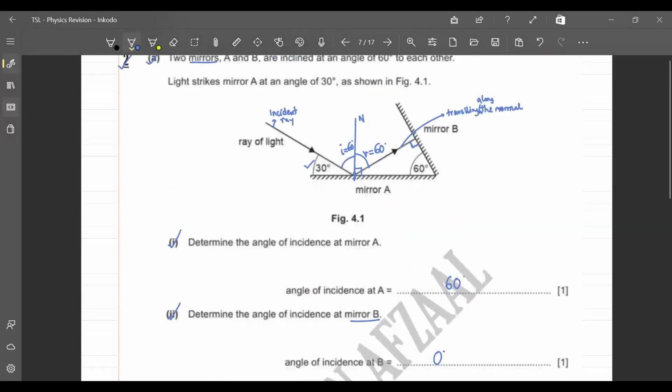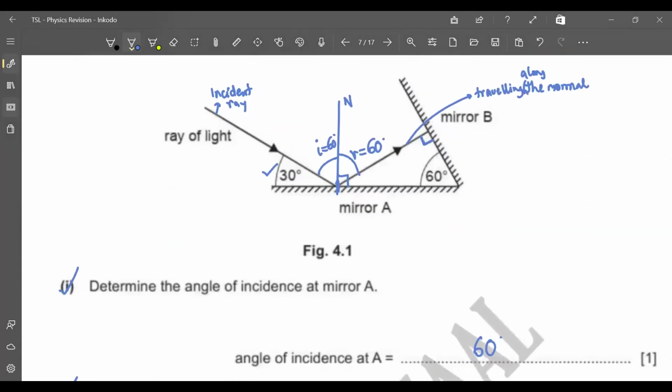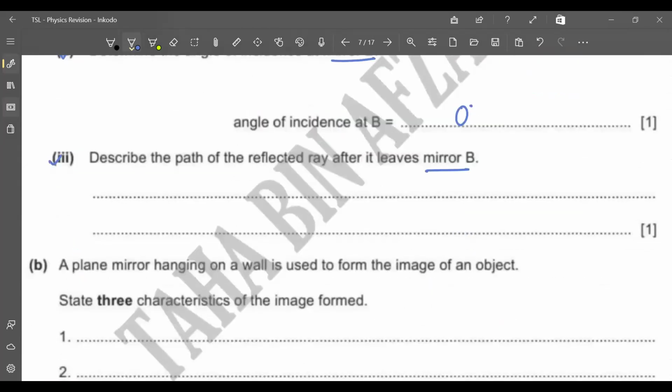So if we talk about reflection from mirror B, the ray goes this way. The ray is going to be reflected along the same line, right? Along the normal. So it's a one marker. You have to describe the path. It travels along the same path in a different direction. जैसे इंसिडेंट रे हिट कर रही थी उसी तरह रिफ्लेक्टेड भी होगी, but along the same path in the opposite direction. Okay, क्योंकि वो रिफ्लेक्ट होके वापस इसी तरह मूव करेगी.